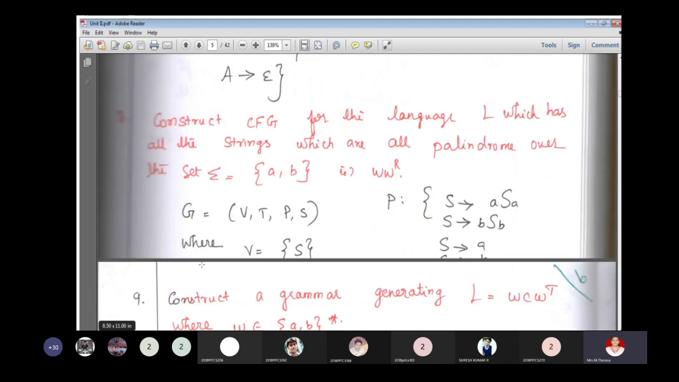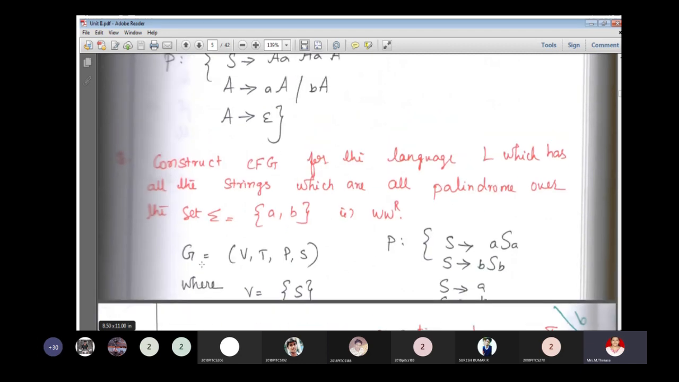And the next problem. Construct a CFG for the language L, which has all the strings which are palindromes over the set sigma equal to A comma B. That is, palindrome W power R. So here, since it is given as W power R, what can you understand?